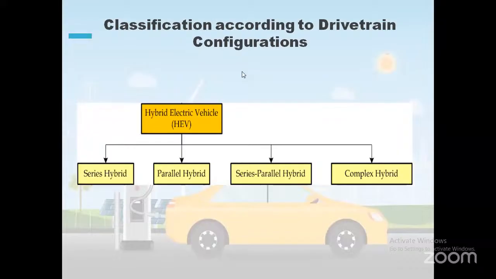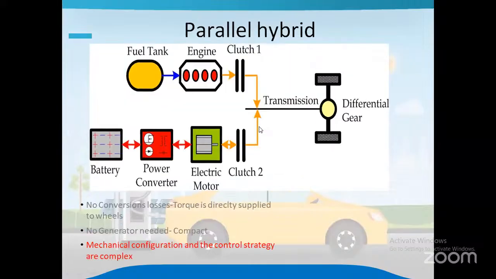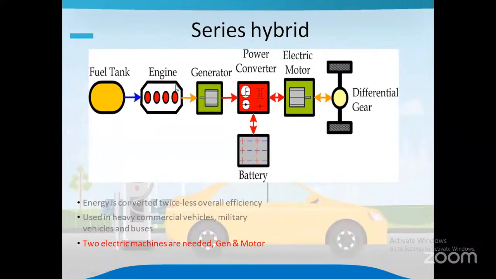So we'll be having majorly three different drivetrain configurations which we'll follow. In that we'll be having the series, parallel, and series-parallel hybrid vehicles. If we properly consider, the series hybrid vehicle is something where the power is contributed in series, where the combination of energy sources we will be using. So this is the example we have seen.